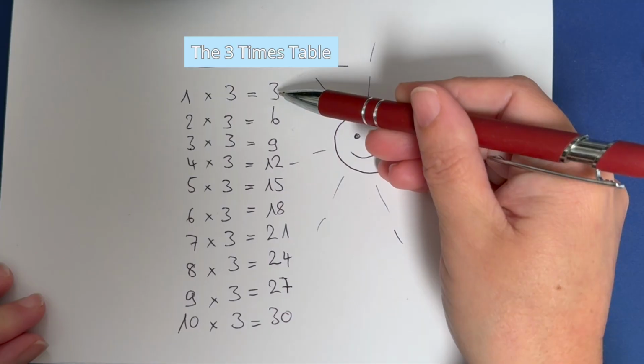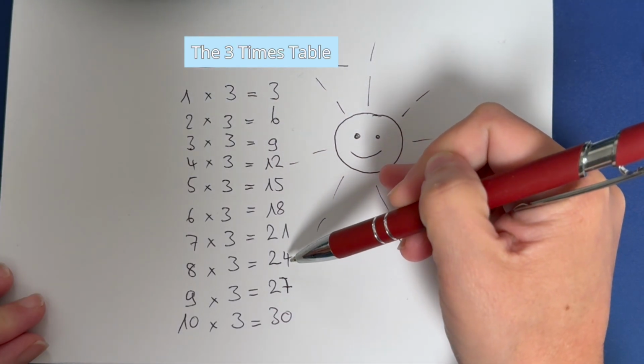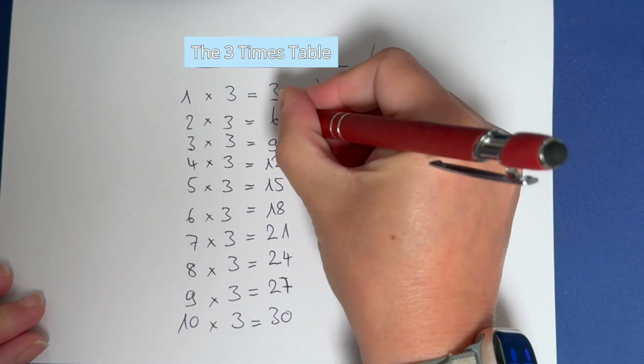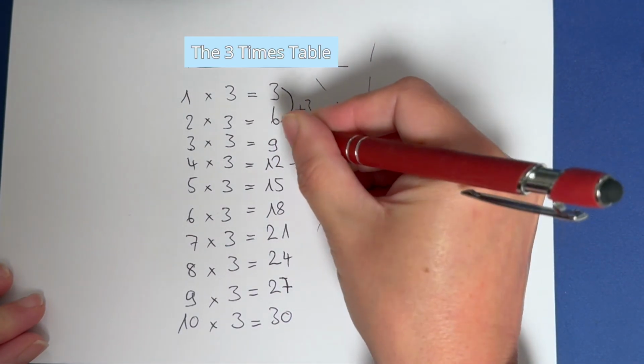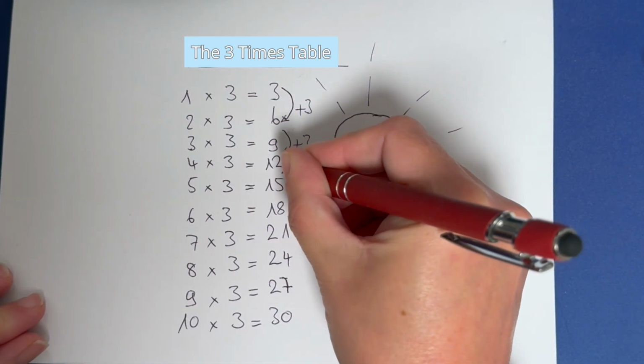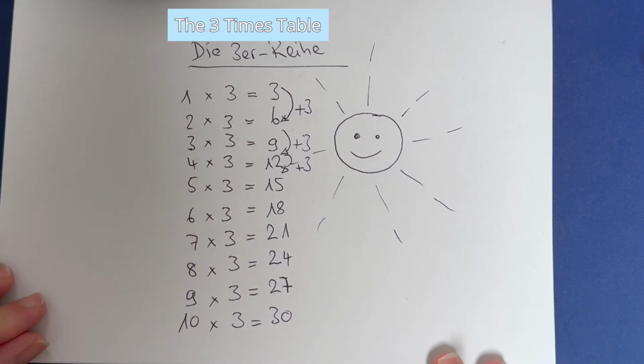The answers are 3, 6, 9, 12, 15, 18, 21, 24, 27 and 30. That means we always add 3 more. Counting up can help you when you're not sure about an answer. For example, if you want to solve 3 times 3, you can count up 3, 6, 9. So 3 times 3 equals 9.